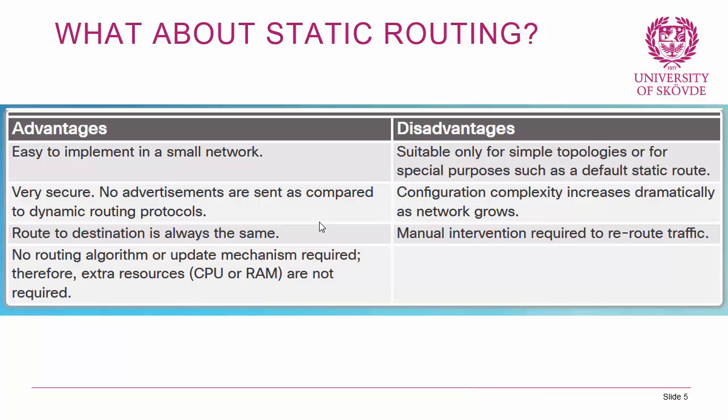However, on the disadvantage side, it only works for small networks because it's very hard to maintain on large network topologies, and you need to do manual intervention when something happens within the network. So why should we need dynamic routing?